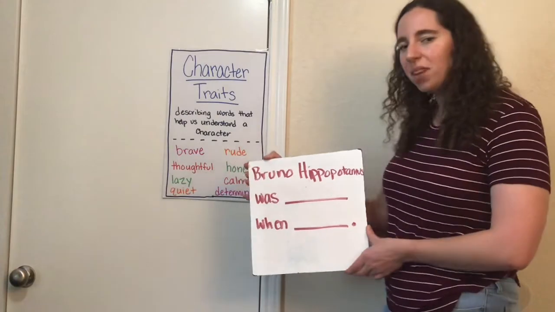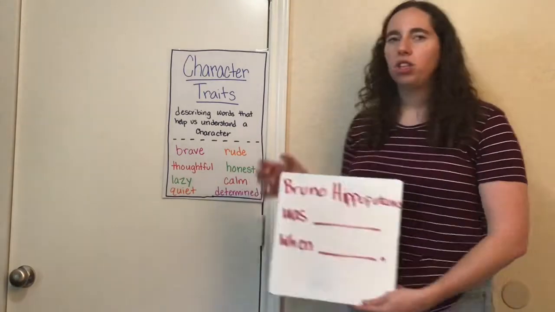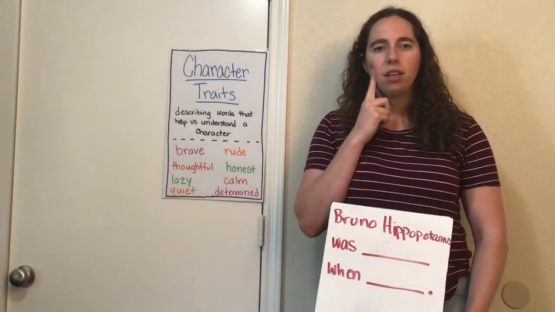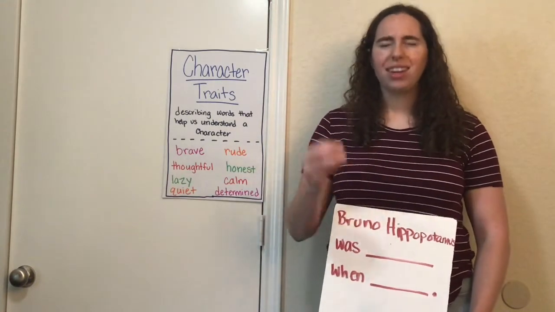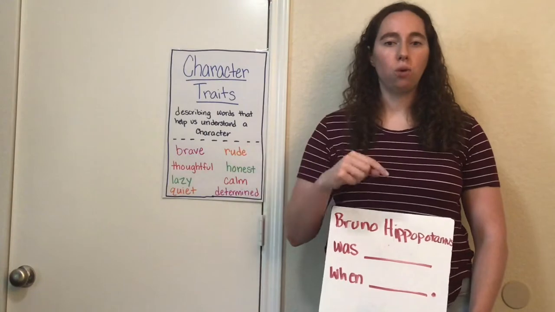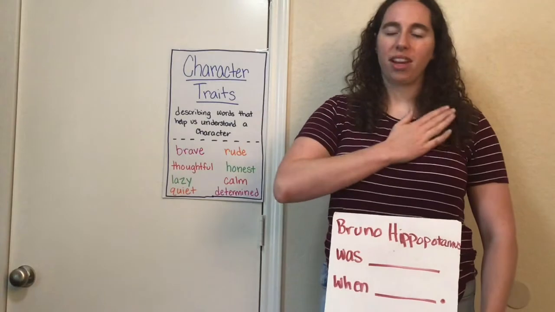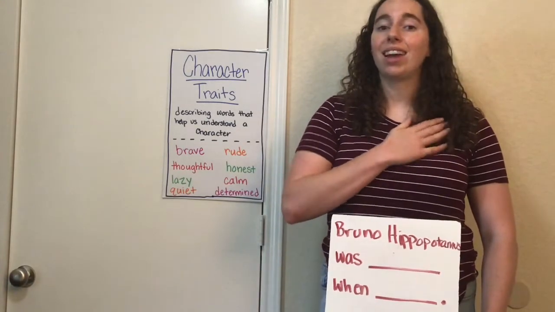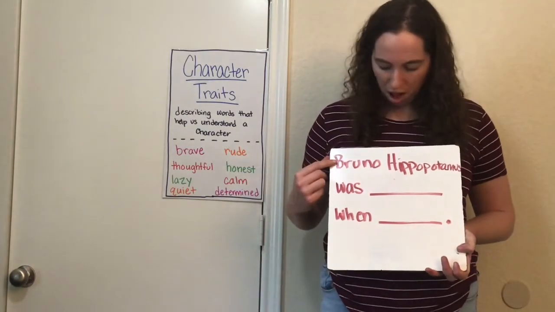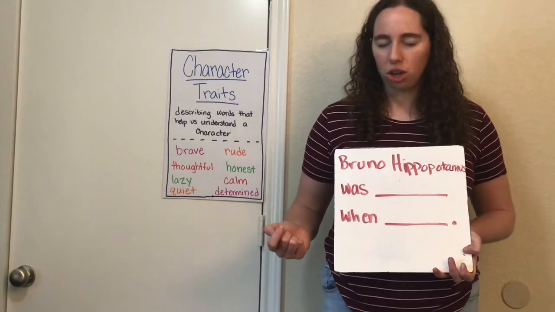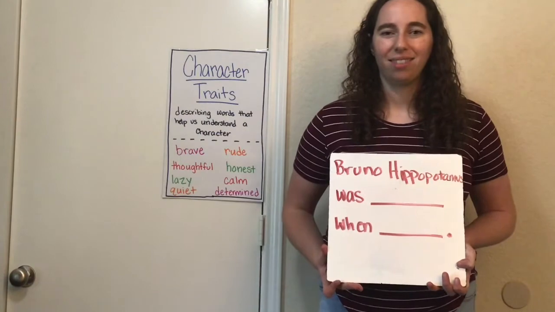I have this sentence in. It says, Bruno Hippopotamus was blank when blank. So I want you to think, what is a character trait that describes Bruno Hippopotamus? And then once you choose that word, think, what did Bruno do that showed that? Now remember, character traits are words that describe the character's true heart. So it has to show their inside, their personality. So I want you to think and then say this sentence out loud. Bruno Hippopotamus was blank, that's your character trait, when blank. What did he do that showed that character trait? All right, let's see if you can do it.